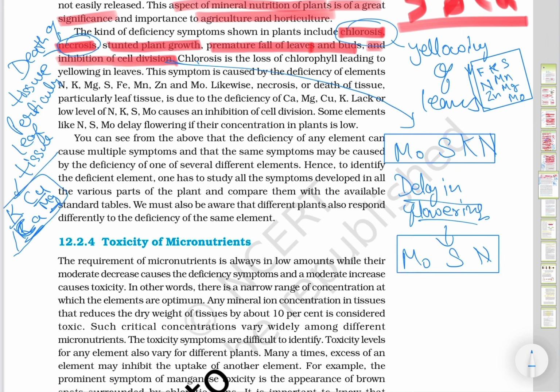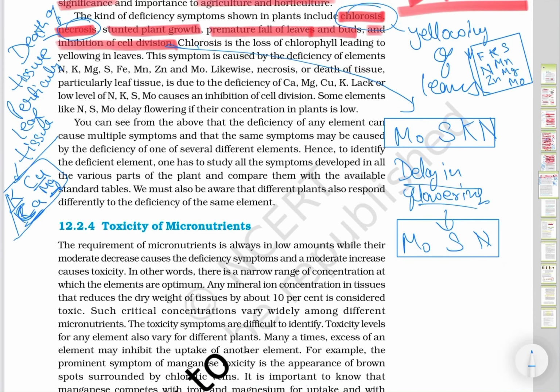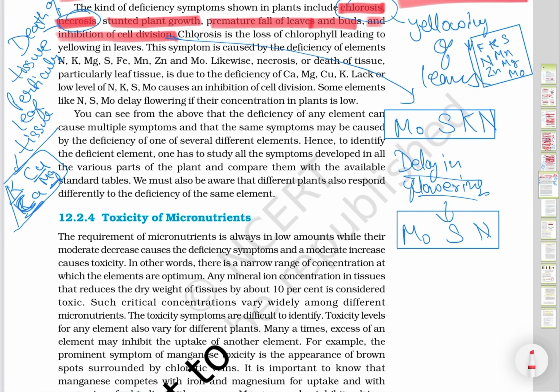Now chlorosis, the loss of chlorophyll leading to yellowing of leaves, is due to deficiency of the elements already written. Likewise, necrosis, or death of tissue, particularly leaf tissue, is due to deficiency of kaku kamak. Lack or low level of MOSK, Muskan, causes an inhibition of cell division.